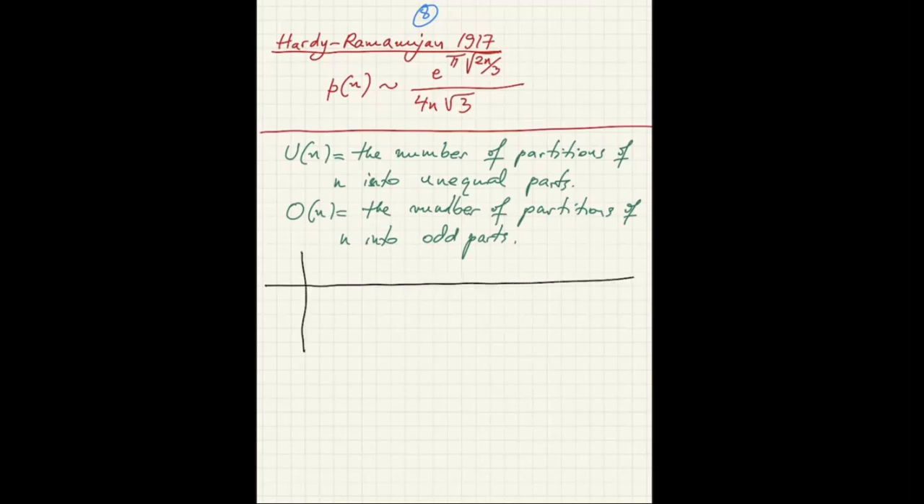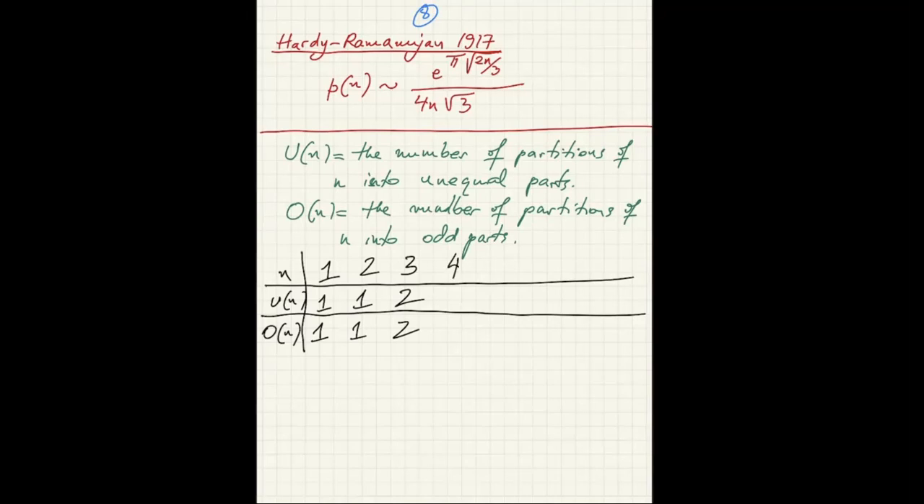So I have here n, un, on. When n equals 1, there's only one partition into unequal parts, and it's also odd. When n equals 2, the partition into unequal parts is 2 equals 2, so that's one way. And odd is 1 plus 1, so that's the same. When n equals 3, the partitions into unequal parts are 1 plus 2, or 3, so there are two such partitions, and the odd ones are 1 plus 1 plus 1, or 3, so there are two.